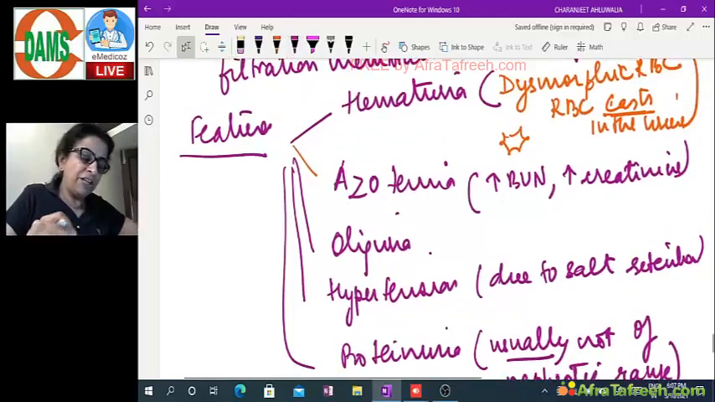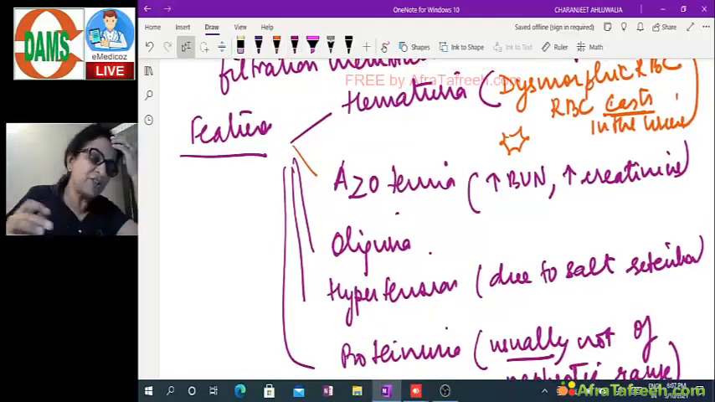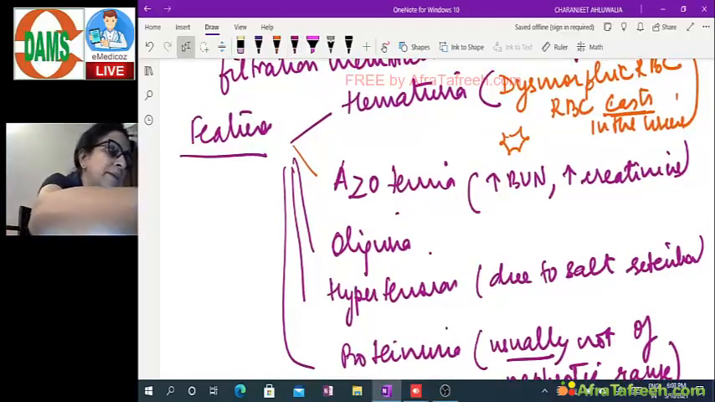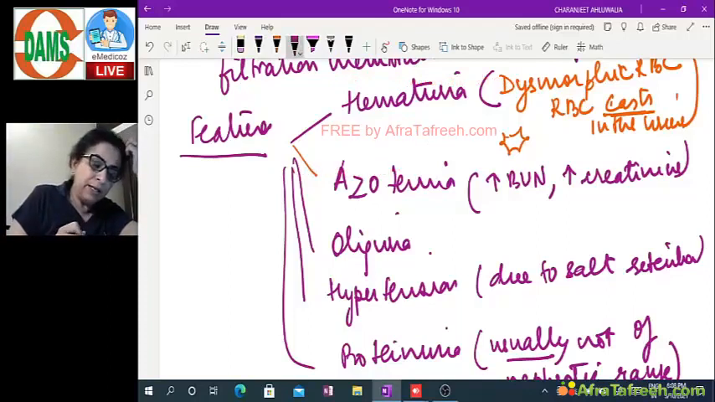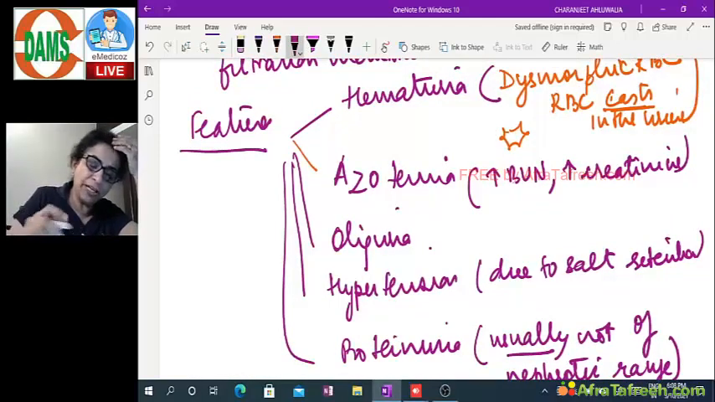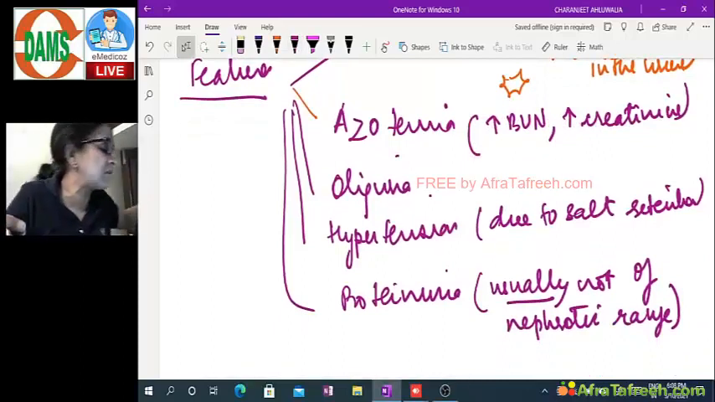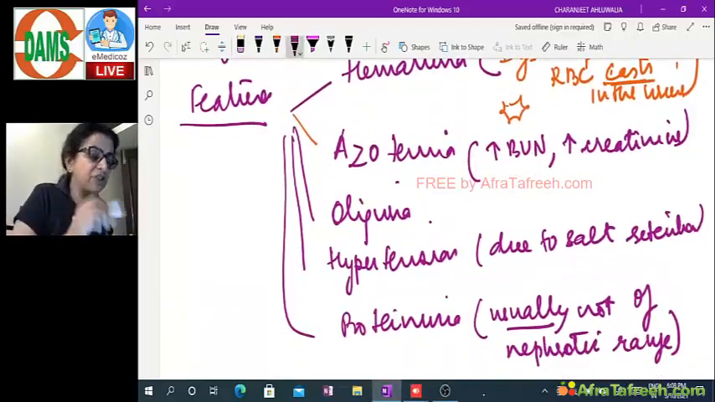So what are the features of nephritic syndrome? In nephritic syndrome we have hematuria. What is hematuria? Dysmorphic RBCs and RBC casts. Second, there is azotemia. Third, there is oliguria. Fourth, there is hypertension. Fifth, there is proteinuria. What is azotemia? Raised blood urea and creatinine levels. Oliguria, hypertension due to salt retention, and proteinuria, but proteinuria will be less than what is seen in nephrotic syndrome. So these are the 5 features of nephritic syndrome.